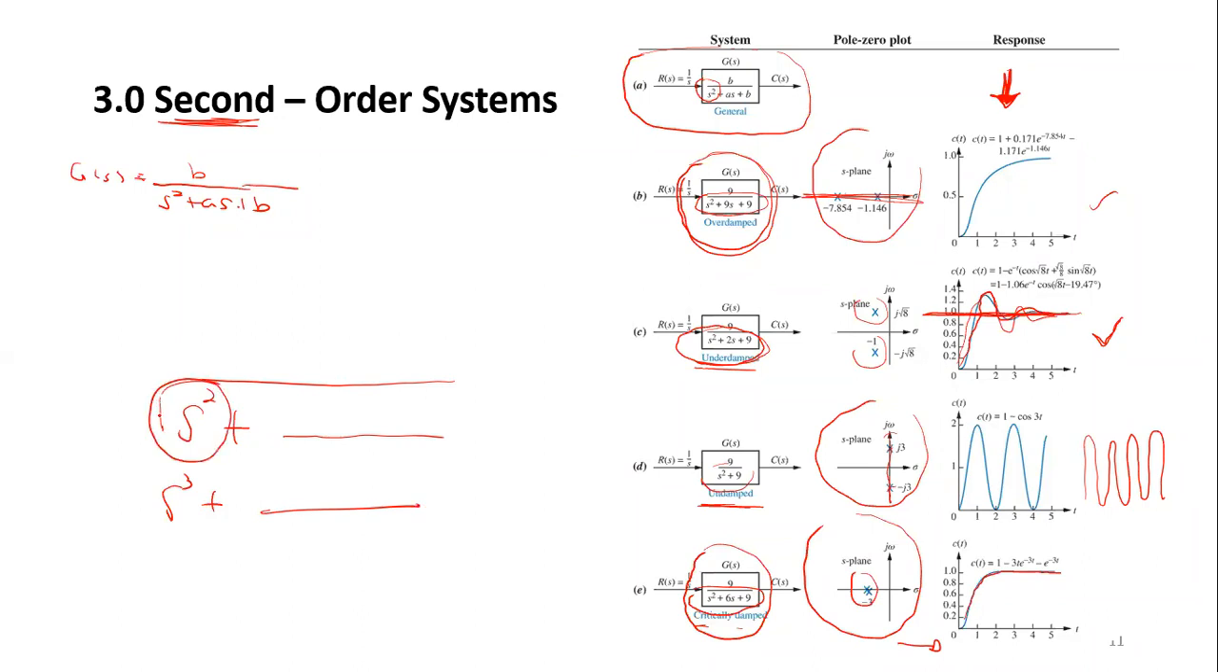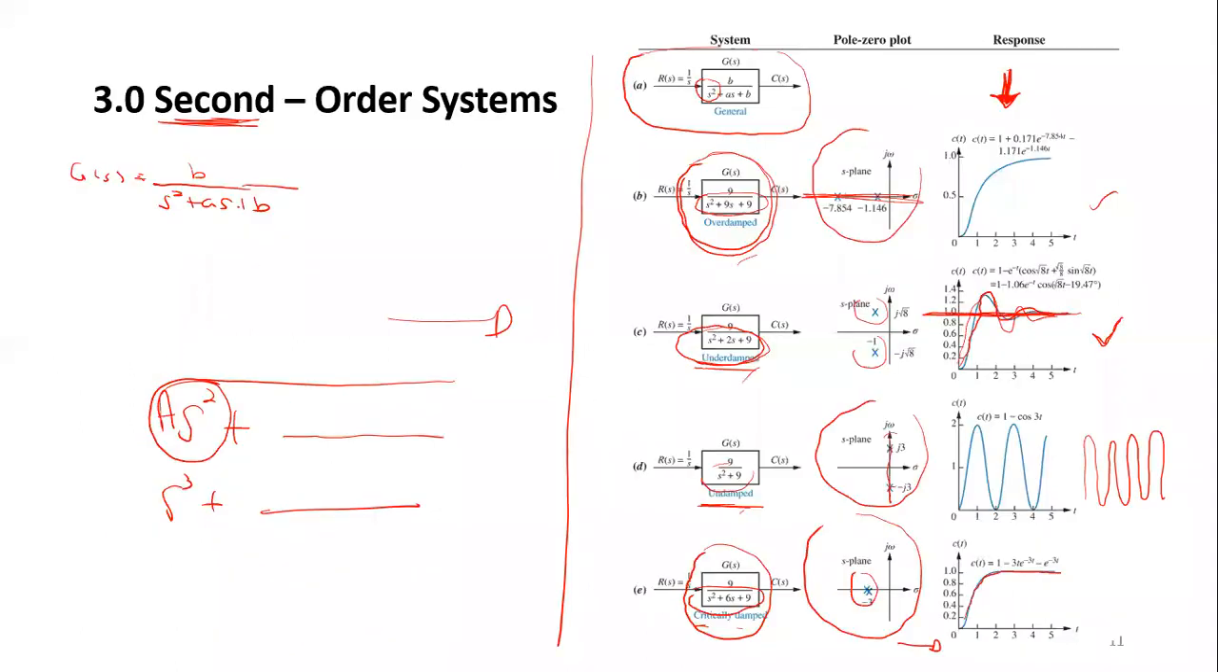Instead of having some constants here. Why? Okay, so this is the reason. We're going to make the system close enough to the general form so that we can predict the type of system, either it is overdamped, underdamped, undamped, or critically damped.